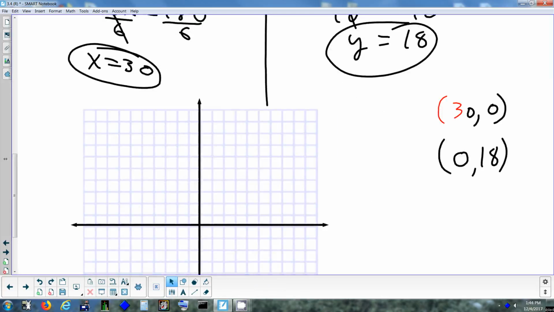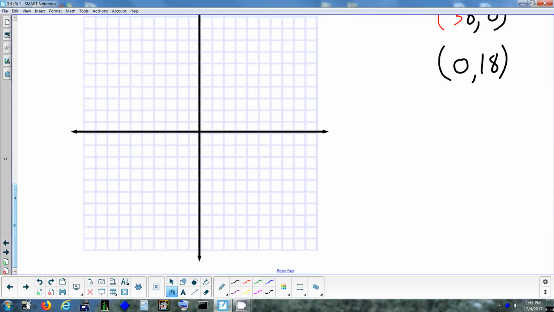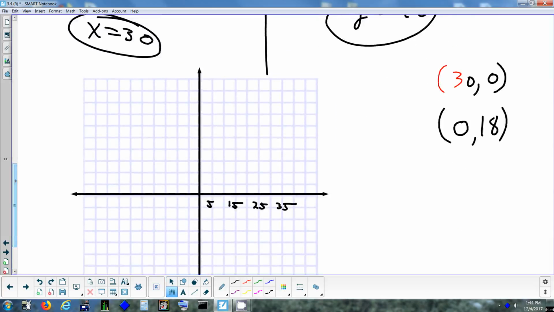So now, my values are kind of big, so if I go by ones, we could probably go by 2s or 3s, 4s. I would probably, let's go by 5s. So we got 5, 15, 25. Well, I do need to go out to 30. And then on the y's, I need to go up to 18. So 5, 10, 15, 20. All right, 30, 0. How do I graph that?